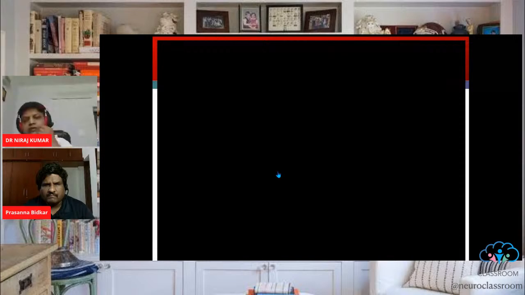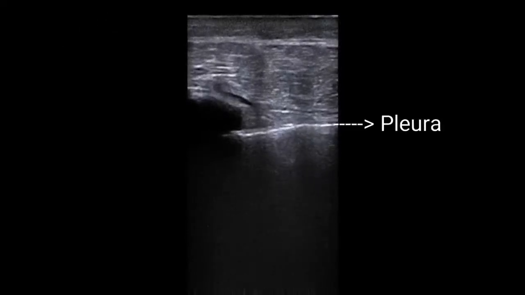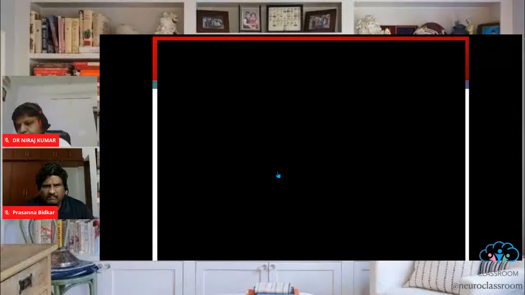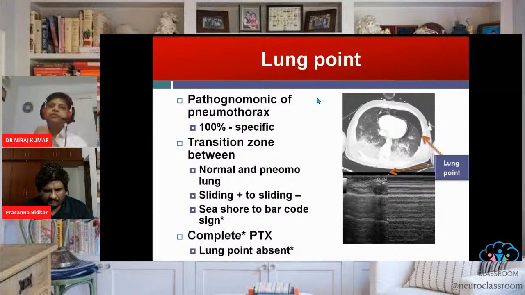Because this video is very small, you can see that sliding again. We can see here that the sliding sign is absent, meaning there is no movement of the pleura with the respiration. You have seen that this sliding sign will be absent in case of pneumothorax, because there is no pleural movement with the respiration because of the air column. Now try to recognize this lung point. As we have already discussed, suppose there is a loculated, small pneumothorax, and this is the boundary or limitation of the pneumothorax. So this is the pneumothorax lung and this is the normal lung.